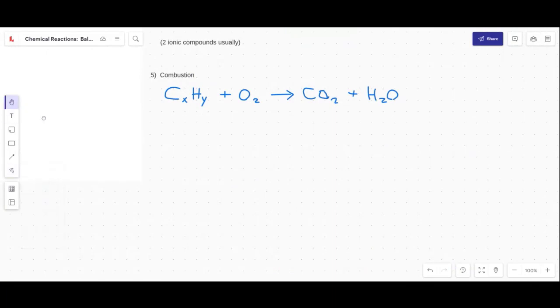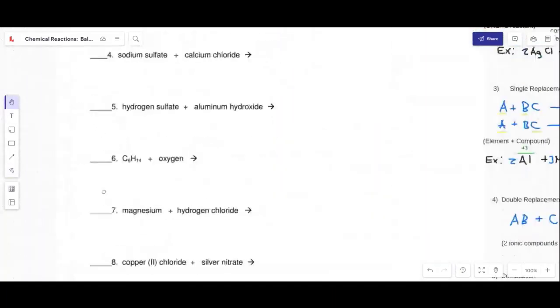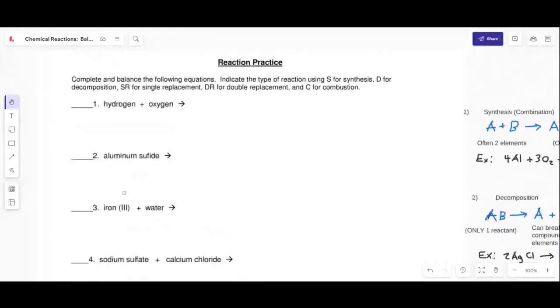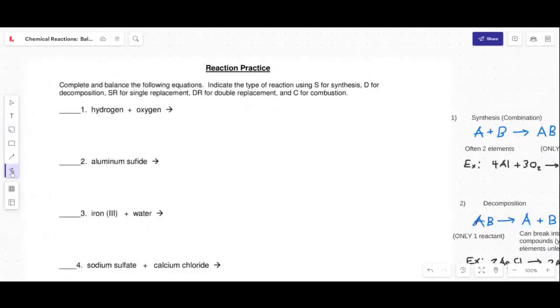Let's do one quick thing if we can find the time to do it. Let's look at some of these and see what type of reactions these would be. Okay? So if I have hydrogen and oxygen, what type of reaction would you predict this would be? Yeah, exactly. That would be a synthesis reaction. And if I had aluminum sulfide, which, coming up with the equation, you just have to figure out the charges, Al2S3, because aluminum is a 3 plus and sulfur is a 2 minus. What type of reaction would this be?